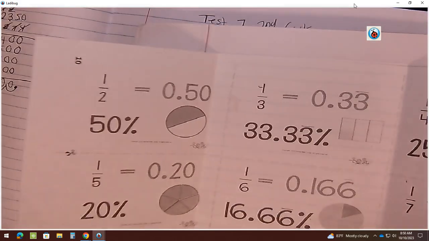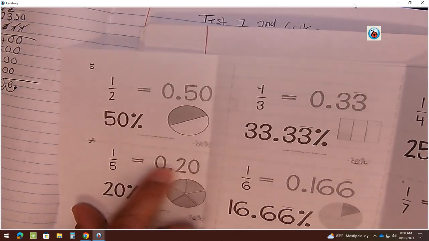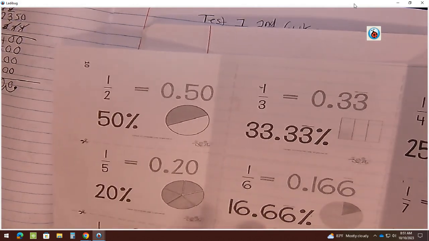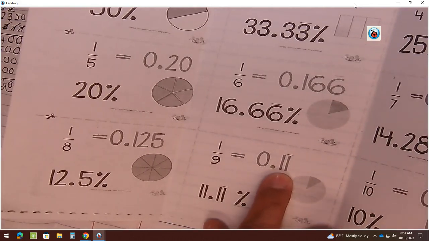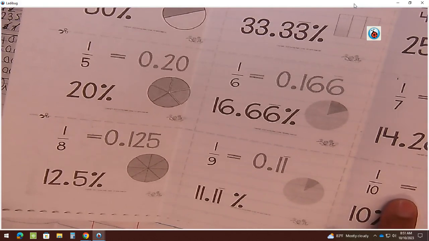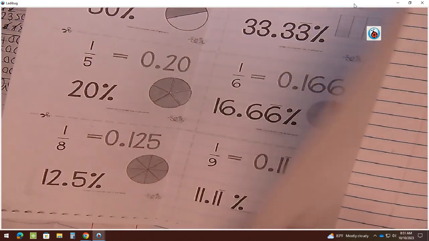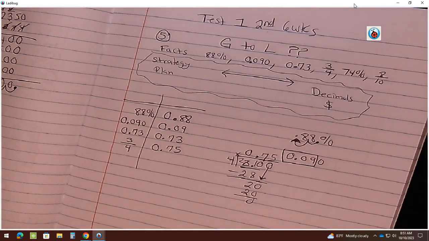But I did tell you to memorize the fifths. They're the 20 cents. 1/5, 20 cents. 2 of them, 40 cents. You have this in your journal. The ninths, those are the 11ths. Remember the repeater 11? 11, 22. And then the 10ths, those are the 10 cents. So you have this little card that I can use to memorize those that I told you to memorize.